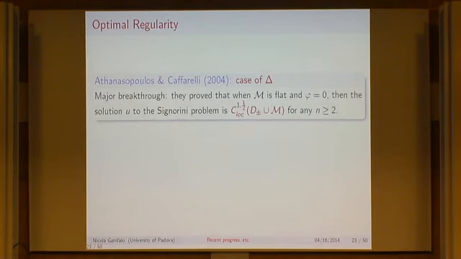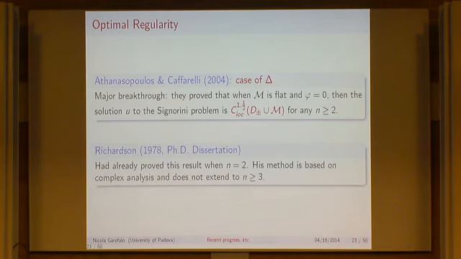So in 2004, in the case of the Laplacian, Athanasopoulos and Caffarelli, as I said before, established this optimal regularity. They proved that for any n bigger than or equal to 2, when the manifold is flat and the obstacle is 0, you have C^{1,1/2} regularity up to the thin manifold. There is a paper by Richards in 1978, which was his PhD dissertation, never appeared in print, but you can learn a lot of beautiful things about two-dimensional solutions of the Signorini problem.